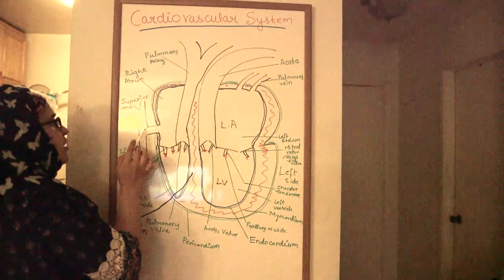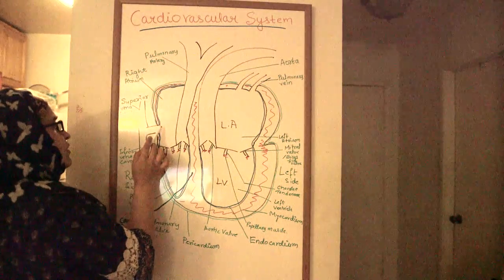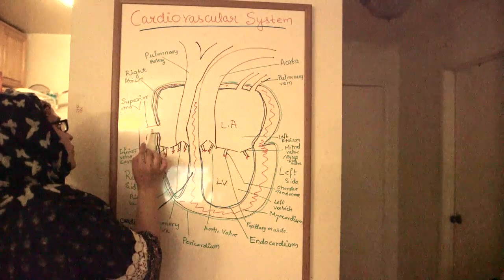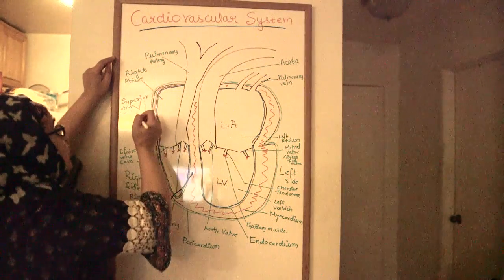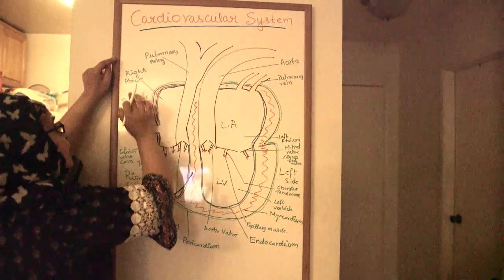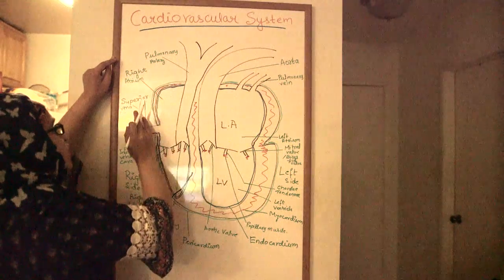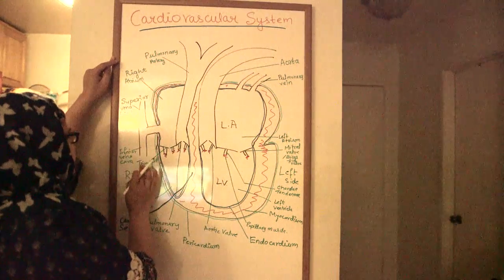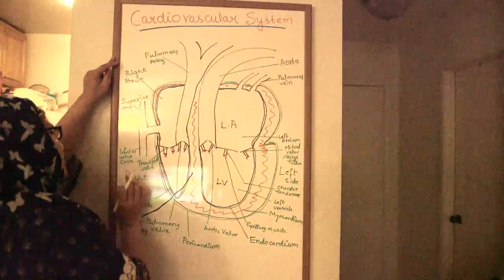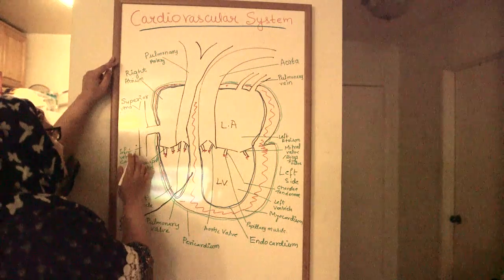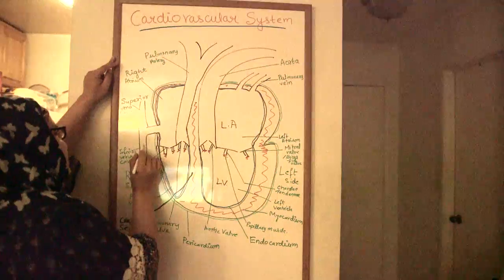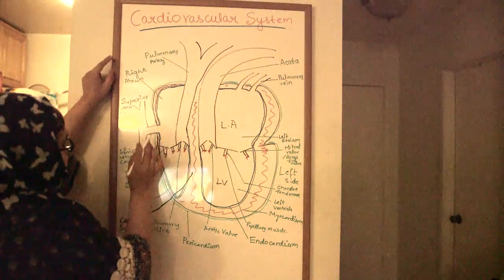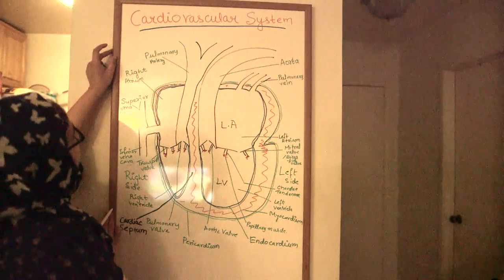Here we have another vein. This is known as the vena cava. The vena cava which brings blood from the upper part of the body is the superior vena cava, and the vein which brings blood from the lower part of the body is the inferior vena cava. It is the superior vena cava, and here is the inferior vena cava. Okay.